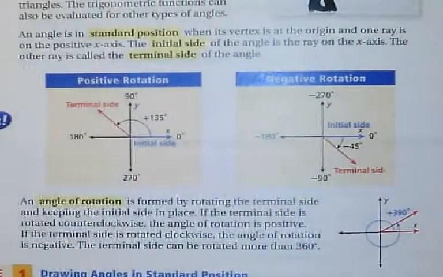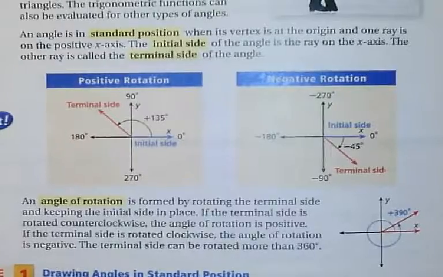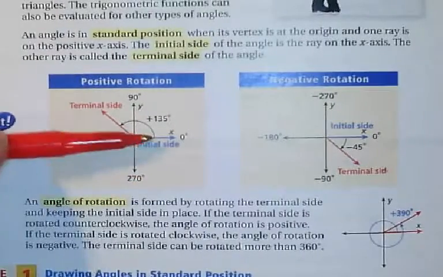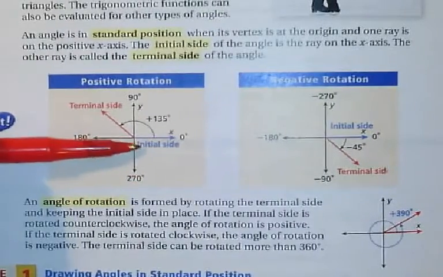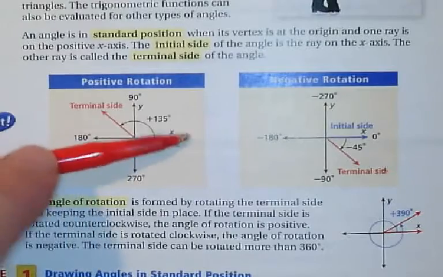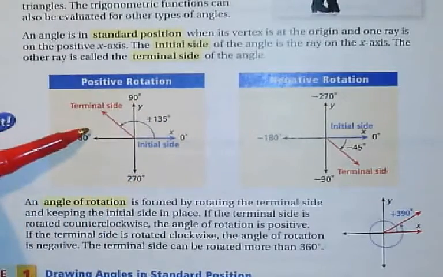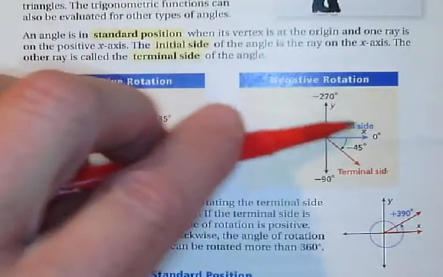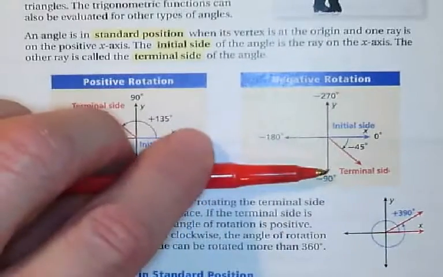So an angle of rotation, we always start right here. This is the starting place, the initial side. Positive angles go to the left. Negative angles go to the right.